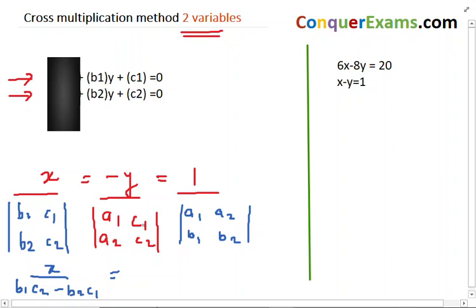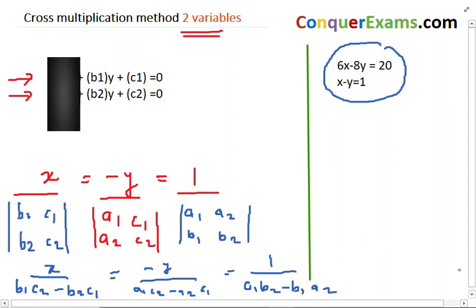And then what's over here? You have minus y divided by a1 c2 minus a2 c1. And then over here you have 1 divided by a1 b2 minus b1 a2. Alright, so let's try to understand this using an example. Let's try to solve this example over here.